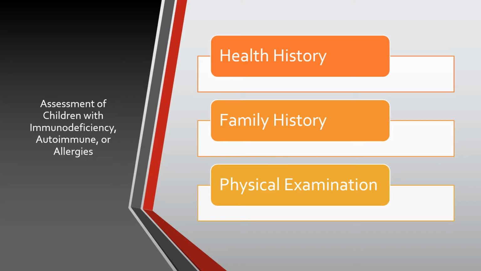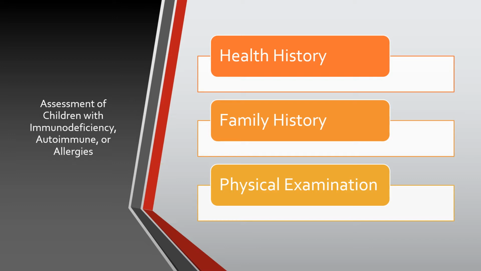So let's start with our assessment of our kiddos with immunodeficiency, autoimmune, or allergies. And we're going to start with that health history. We're going to ask questions about maternal HIV infections. Do they have frequent recurrent infections such as otitis media, sinusitis, or pneumonia? Does our patient have a chronic cough, recurrent fever? Do they have 2 or more serious infections early in their childhood? Is there extensive eczema or growth failure? All those questions are going to give us a really good health history and an assessment regarding some of these disease processes.